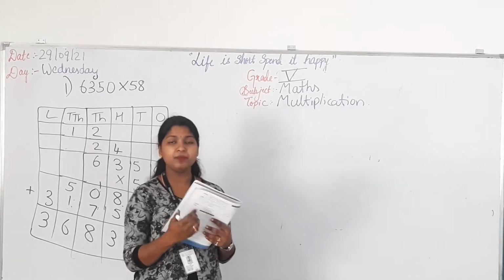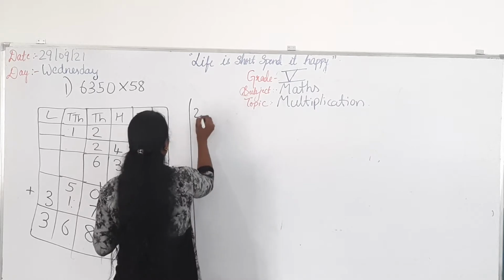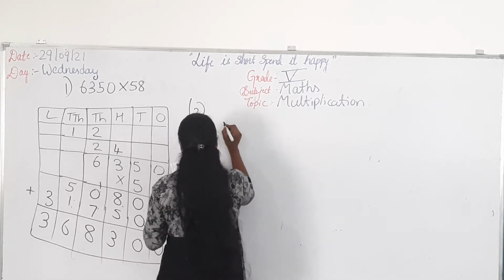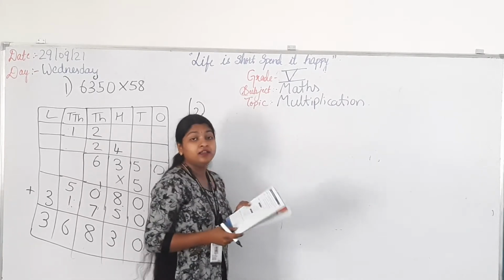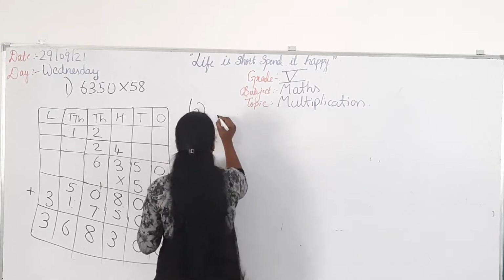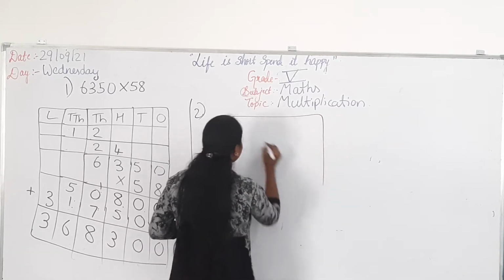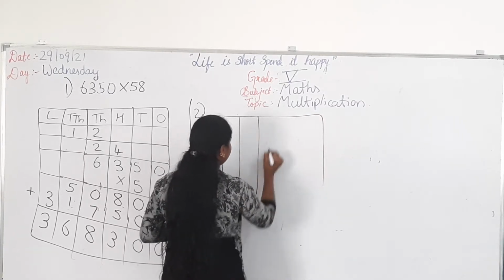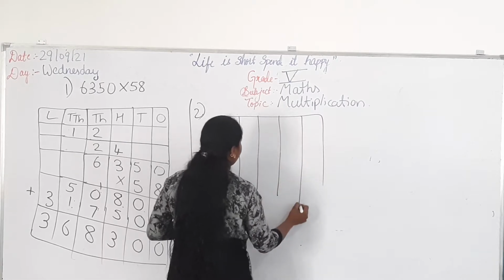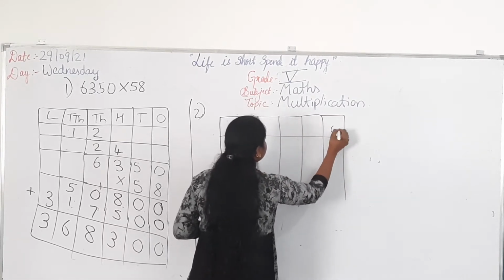Now see example 9, page number 55, example 9. Find the missing numbers. See, they have given numbers. There are missing numbers in this product. You have to find those numbers. So, it is 6 places: 1, 2, 3, 4, 5, 6. Ones, tens.